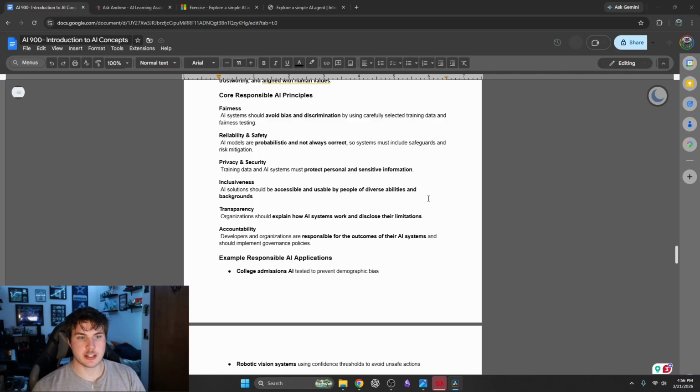Transparency. Organizations should explain how AI systems work and disclose their limitations. And accountability. Developers and organizations are responsible for the outcomes of their AI systems and should implement governance policies.